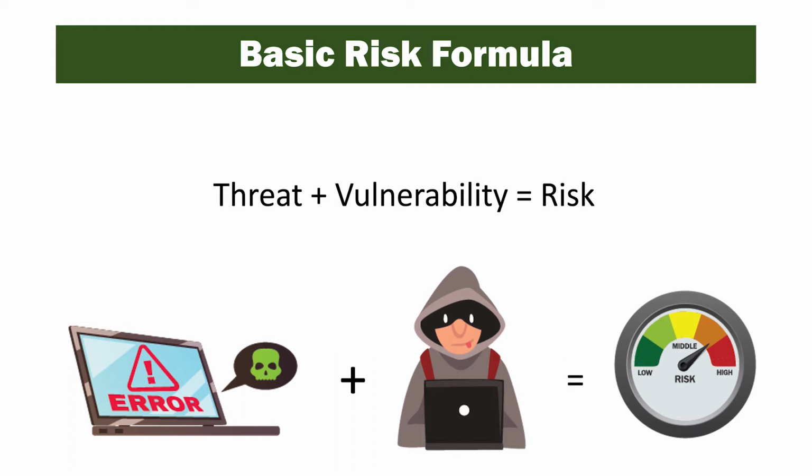So in our graphic here, we have an unpatched vulnerability on a computer, on this laptop. So that's the vulnerability. The threat is the active hacker who's trying to exploit that vulnerability. The combination of those two create the risk. If there's a vulnerability but no one to exploit it, then there, in essence, is no risk. And if there's someone trying to exploit a vulnerability but the vulnerability does not exist, then there's no risk.